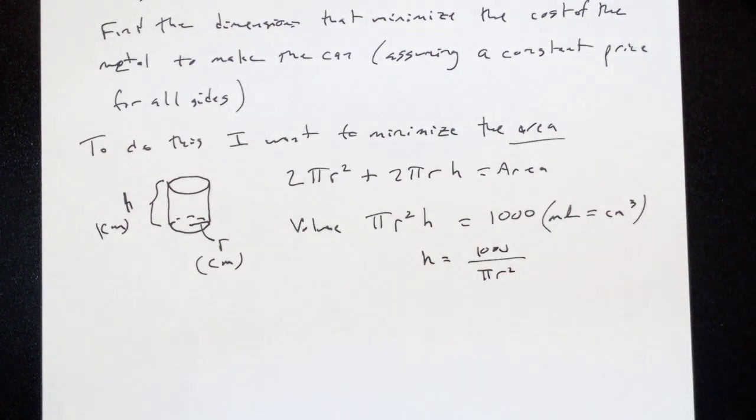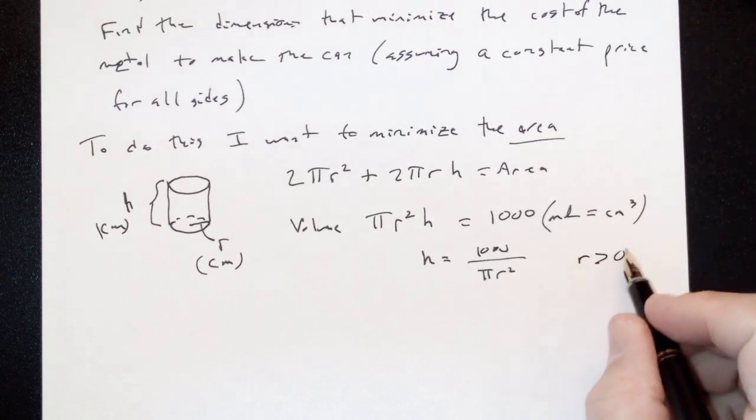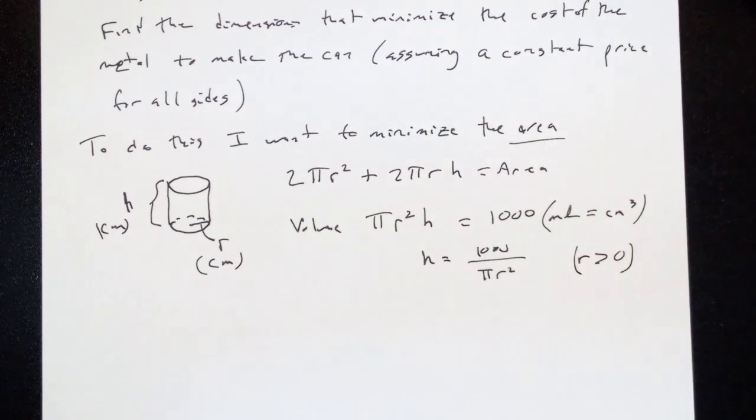As soon as I divide by R squared, I am assuming that R is not 0. But I'm pretty sure I didn't want to use R equals 0 anyway. If a can has radius of 0, here it is. Okay. But that means that R is a positive number. I don't know how to make a can with a negative radius.